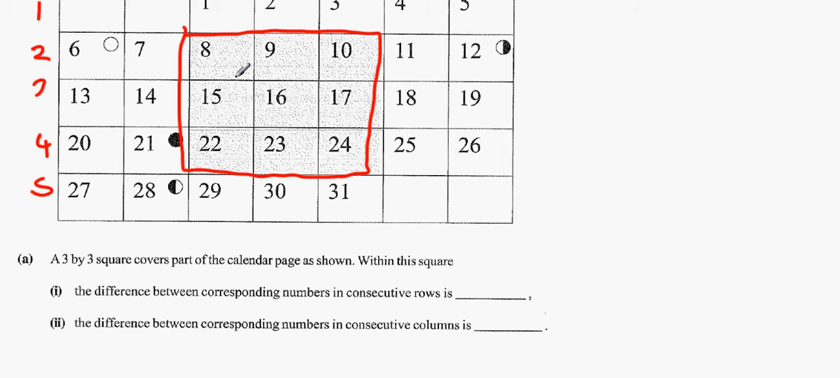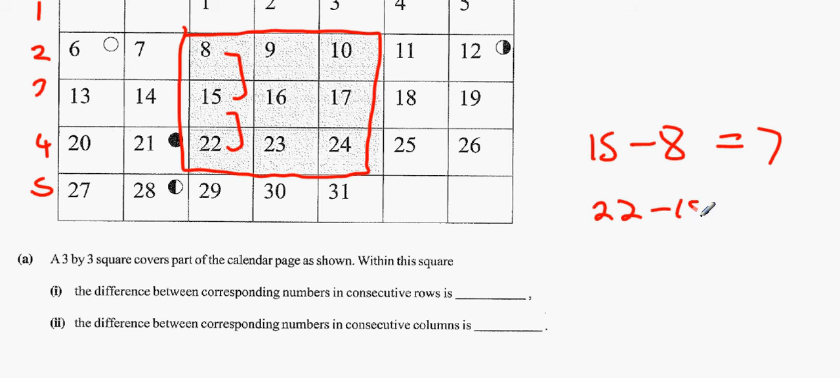Okay, so consecutive rows would be 18 minus 5, or sorry, 22 minus 15. So we can see that there's a common difference here of 18 minus 5, which is 7, or 22 minus 15, which is also 7. So the consecutive row difference is 7.